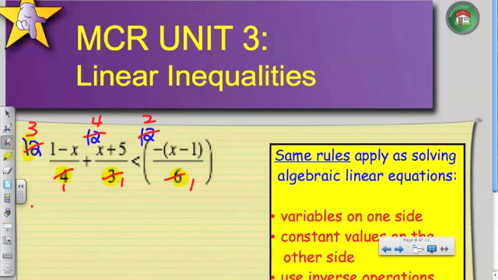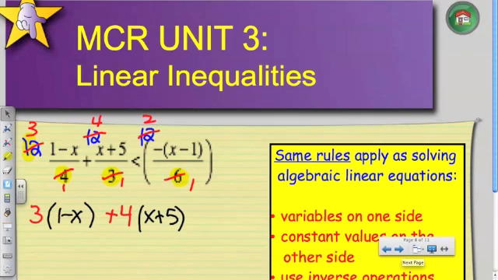So I have my 3 multiplied by the numerator of my first term, 1 minus x. This will make your life so much easier. I have positive 4 multiplied by the numerator of my second term, x plus 5. And finally, I have my less than sign and a 2 multiplied by my third rational expression numerator, which is negative x minus 1.